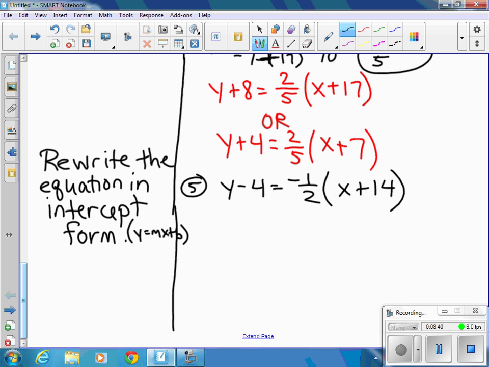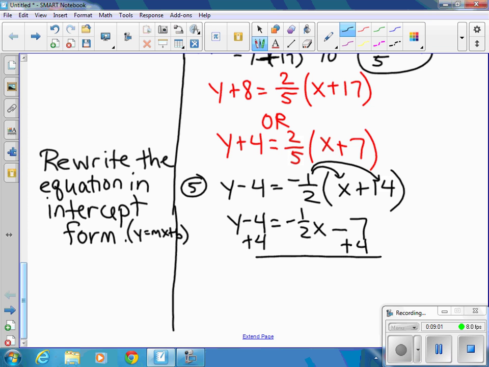Right, so after distributing, I've got y minus 4 equals negative 1/2 times x is negative 1/2 x. Negative 1/2 times positive 14, a negative times a positive is a negative, half of 14 is 7. So negative 1/2 times 14 is negative 7. All right, now one more step that I need to do, I need to get this y by itself, so I'm going to add 4 to both sides. Line them up under their like terms. So now you get y equals negative 1/2 x minus 3. This equation that you ended up with is intercept form for the point slope form that you started with.